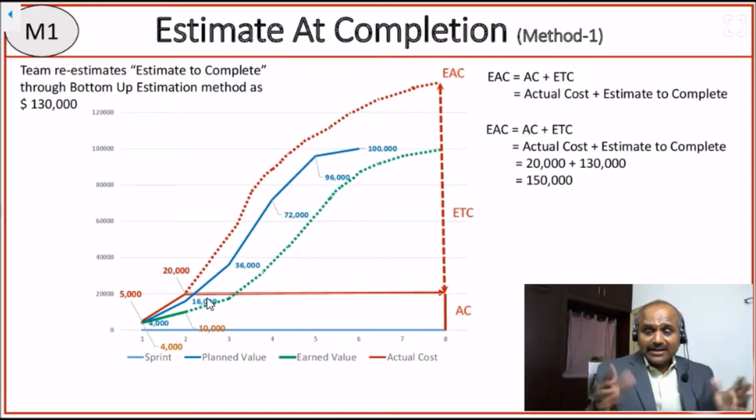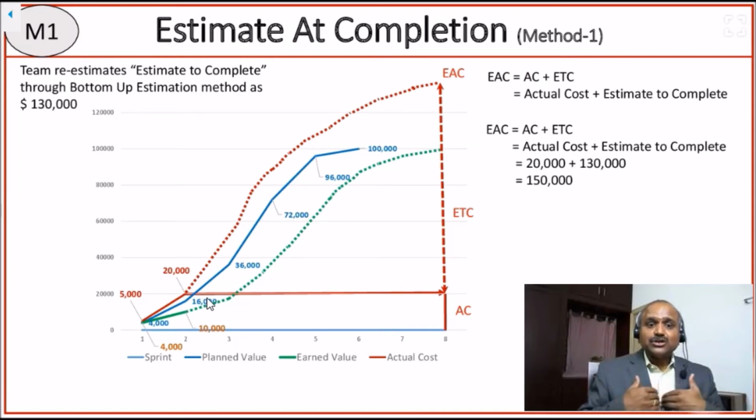Now for the future, I don't know. I want my team to come back and re-estimate the entire remaining part of the work. At the time of my release planning, I made certain assumptions and those assumptions are no more valid. So in that scenario, I want my team to come and re-estimate the remaining part of the work using bottom-up estimation. That means we understand all the features required, we divide them into activities, we estimate duration for each activity, and we assign resources, and ultimately we derive activity-based duration and resource estimates, and then we sum up the cost.